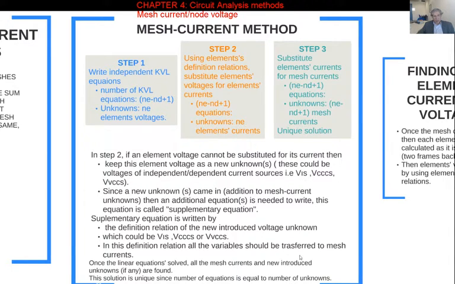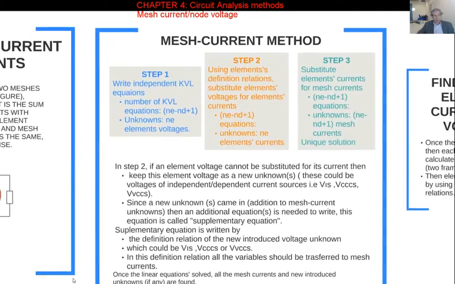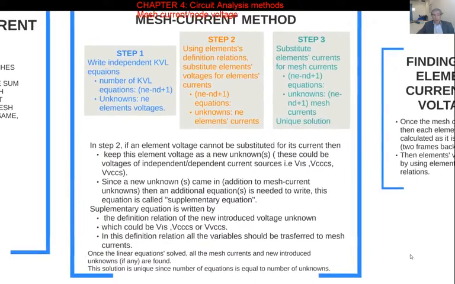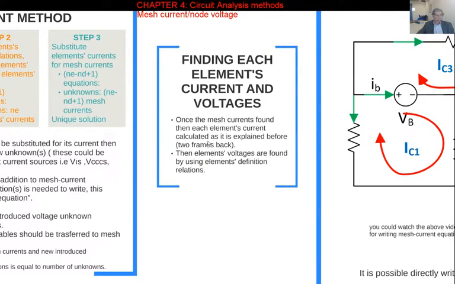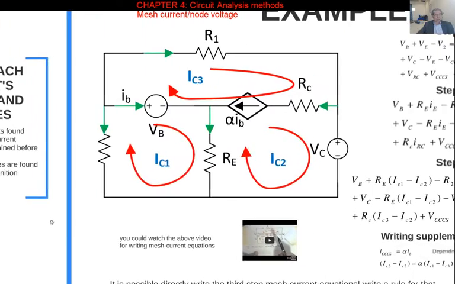So once we have found all these mesh currents, our aim in the analysis is to find all the element currents and voltages. Now here we have found mesh currents only. As we explained in 2 frames back, once we found the mesh currents, we can find all the element currents. The rule has already been set. So once you have found the element currents, use the definition relations and find the element voltages.